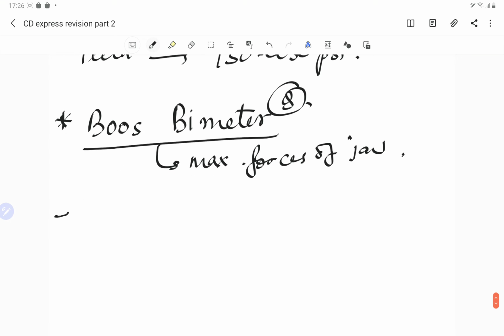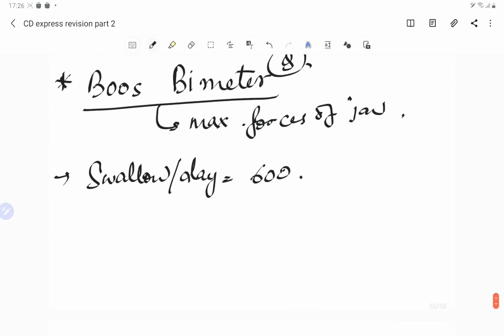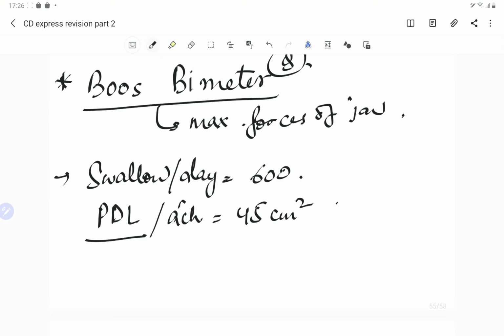So one more thing I want to tell you is the swallows per day. How many times we swallow per day is 600, unbelievable. And the total amount of periodontal ligament area in each arch, per arch, is 45 centimeter square.